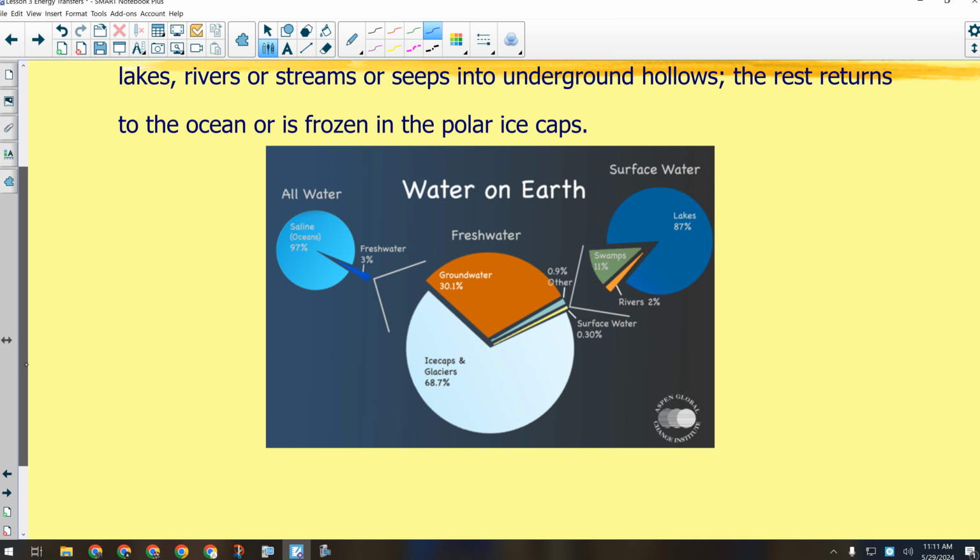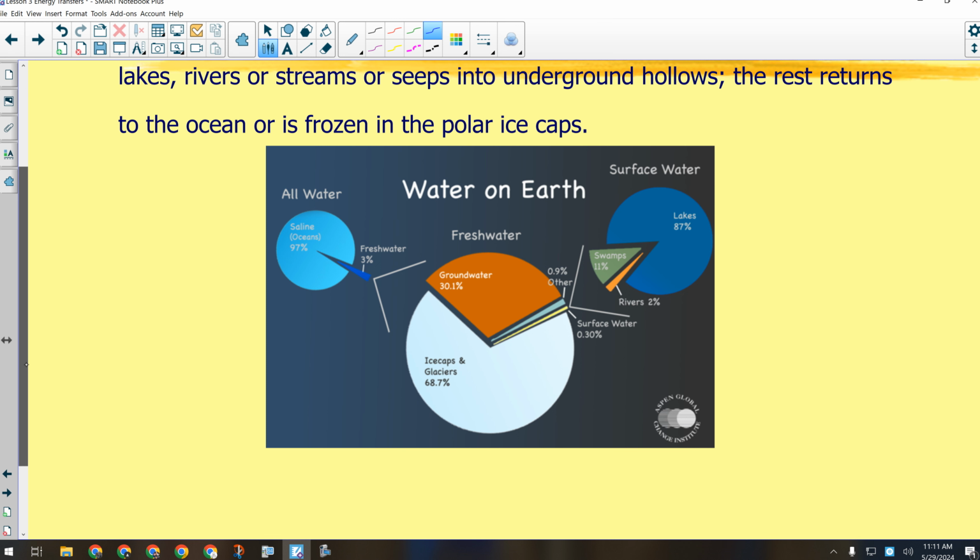We're going to go over the water cycle here. You need to know the parts of the water cycle: evaporation, transpiration, condensation, precipitation, infiltration, and runoff. You've got to know those parts and be able to see them on a diagram.